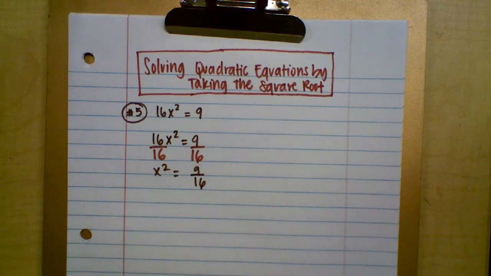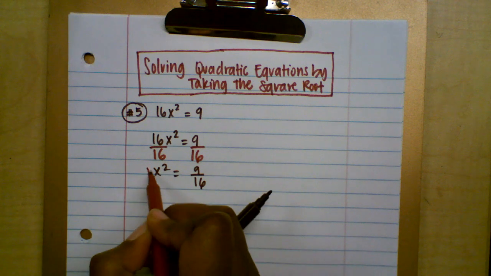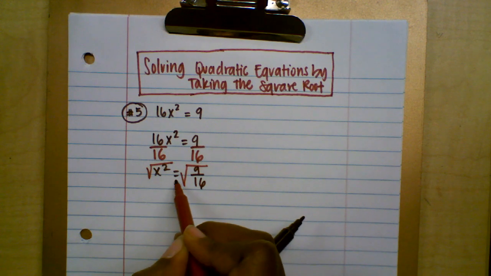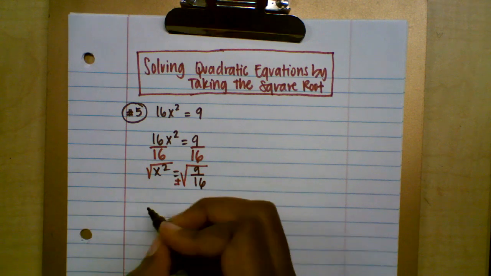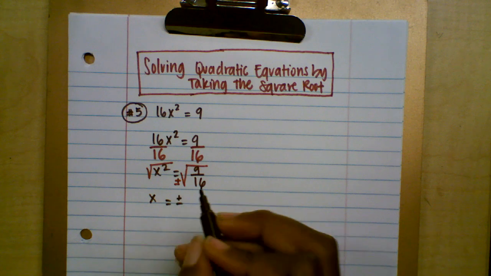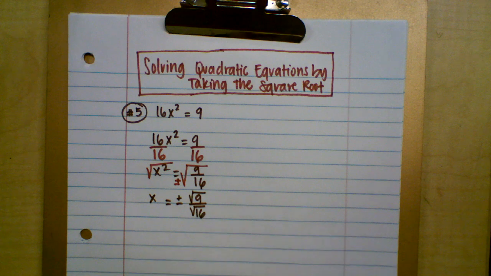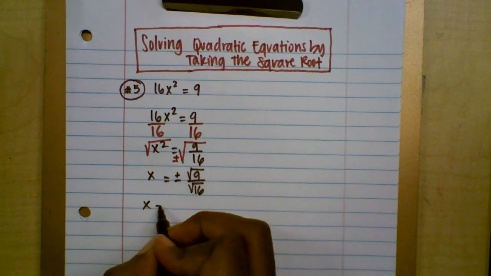And then the next step is step 2. You have to now take the square root to undo the square. So let's take the square root on both sides. When you take the square root, alert, alert, alert, always include a minus and a positive. It's always true for even roots. So then you end up with x equal positive and minus the square root of 9 over the square root of 16.